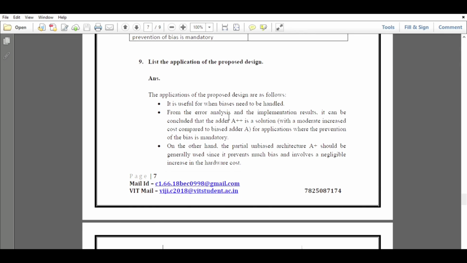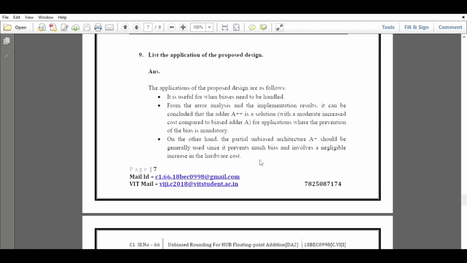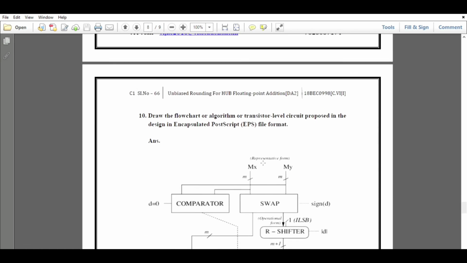These are the applications and the design follows. It is useful when bias needs to be handled. On the other hand, the partial unbiased architecture A+ should be generally used since it prevents much bias and involves a negligible increase in hardware cost. And from the error analysis and the implementation results, it can be concluded that adder A++ is the solution for applications where the prevention of bias is mandatory.